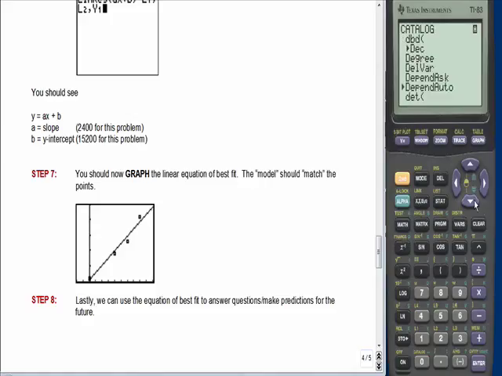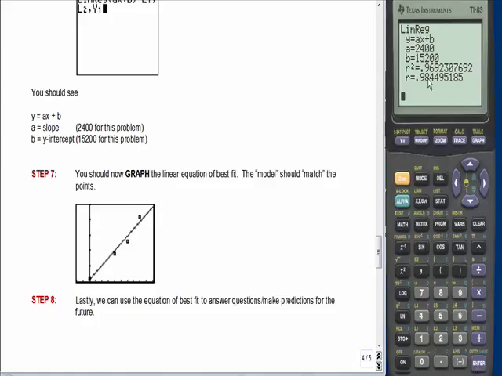Now I can arrow down to the diagnostic, and what I want to do is turn the diagnostic on. So I'm going to press the enter key and then press enter one more time, and now it's turned my diagnostic on. So now if I go back to stat and over to calc and do my linear regression, you will notice it not only gives me y equals ax plus b, the a value and the b value, but it will give me the correlation coefficient squared as well as the correlation coefficient r.